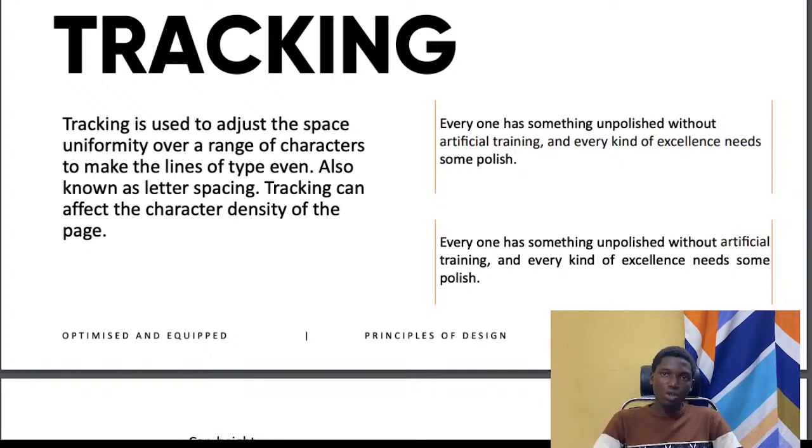Because there are multiple spaces in the second word compared to the first sentence. Everyone has something unpolished without artificial training. The space there is different from the one underneath. So if you want to justify and adjust this space, it is called tracking.